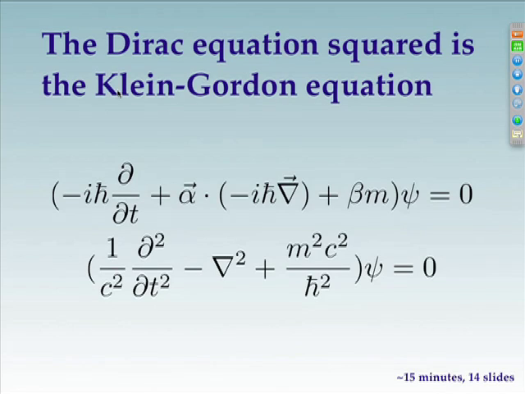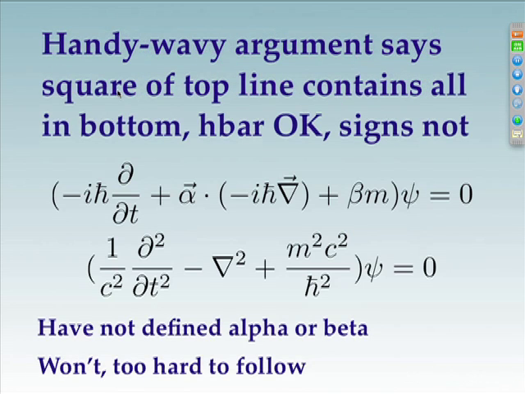All right, so the Dirac equation squared ends up being the Klein-Gordon equation. And that's only kind of roughly true. It's not formal for all orders, but it's roughly what's going on. And so in a hand-wavy way, this is the Dirac equation on top. I haven't told you what alpha and beta are.